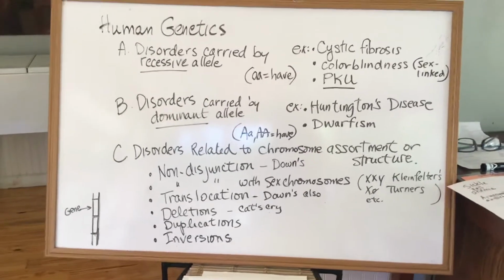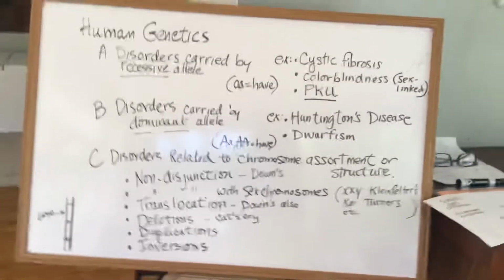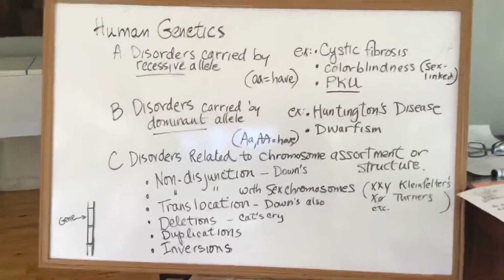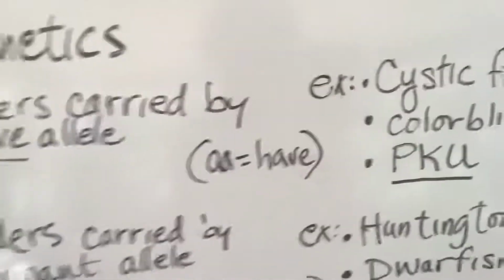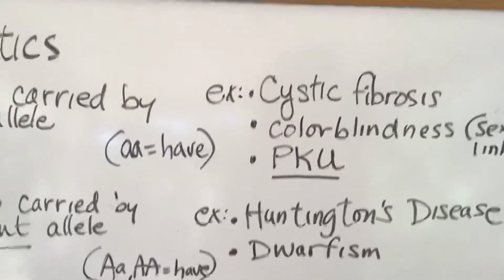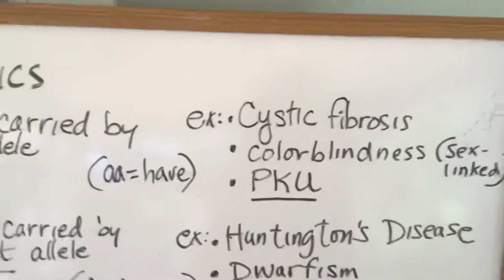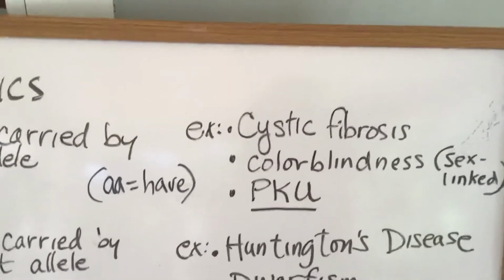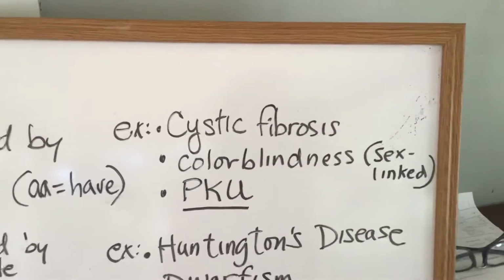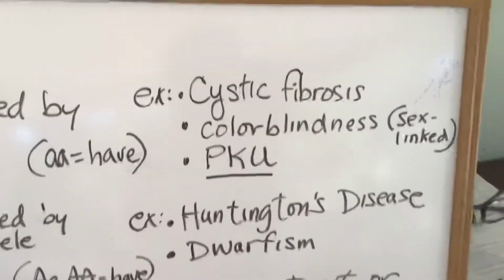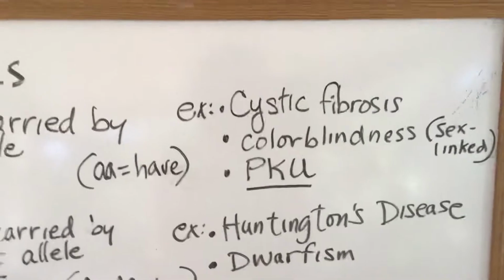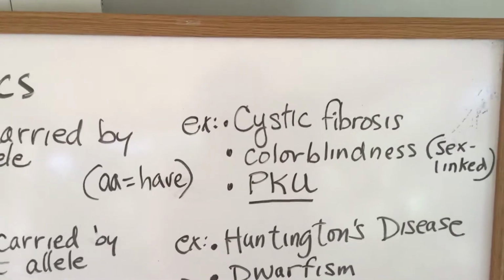So the first thing we're going to talk about is disorders that are carried by the recessive allele. We've already talked about this a little bit because with the recessive allele, of course, if you have the problem, you have to be little a. Some examples of this are cystic fibrosis, color blindness, which we talked about with sex-linked traits, and something called PKU. So let's just talk about those diseases. You probably are familiar with cystic fibrosis.